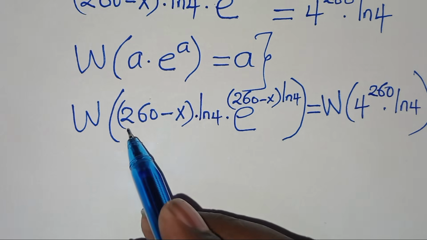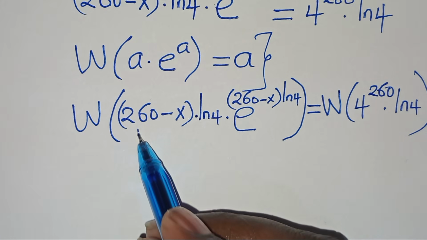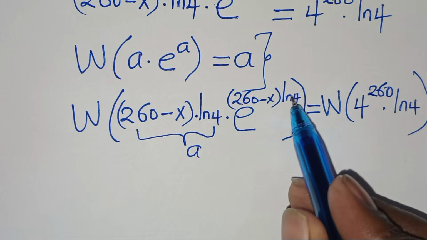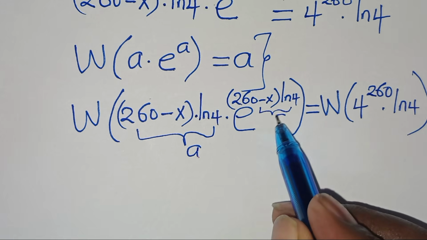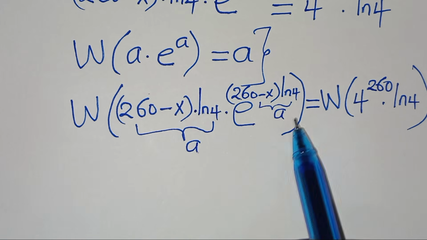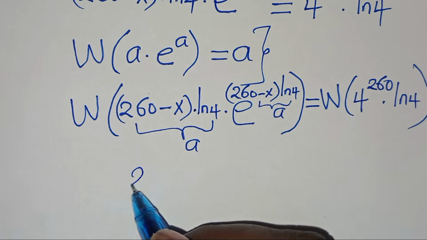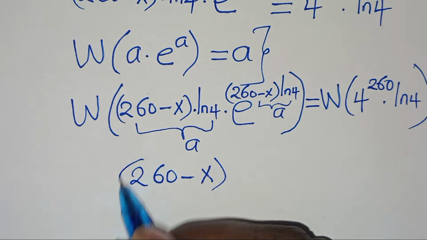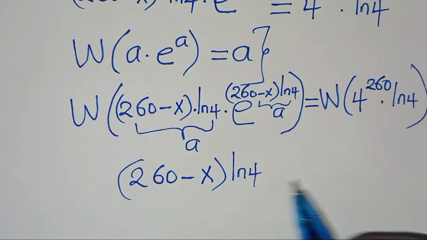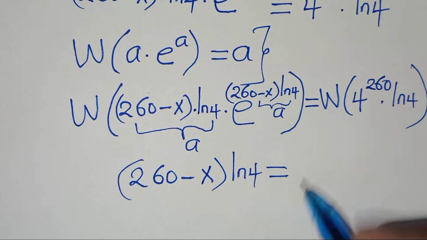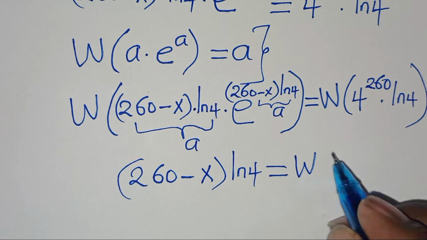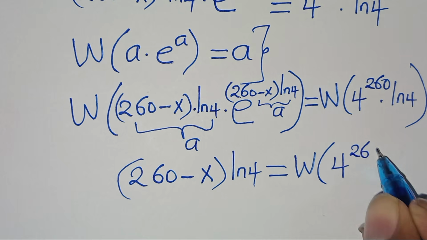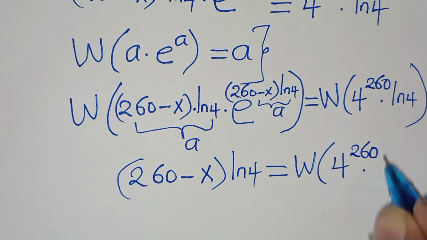Now, we have that 260 minus x times ln of 4. This is the same thing as a. And also we have 260 minus x times ln of 4. This is the same thing as a. So this means that on the left-hand side, we have 260 minus x times ln of 4. This is equal to, on the right-hand side, the Lambert W function of 4 raised to the power of 260 multiplied by ln of 4.